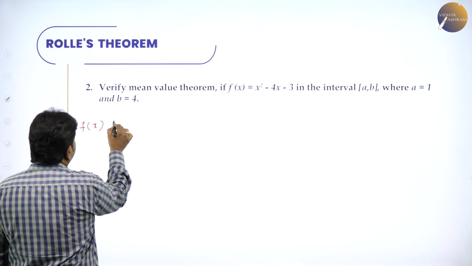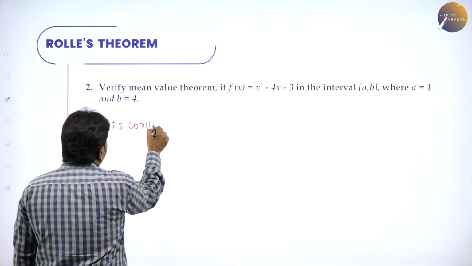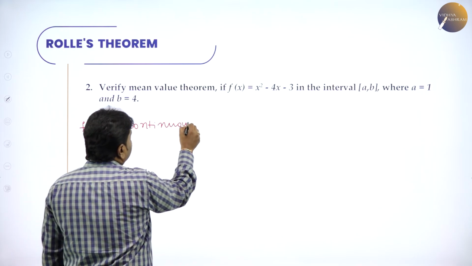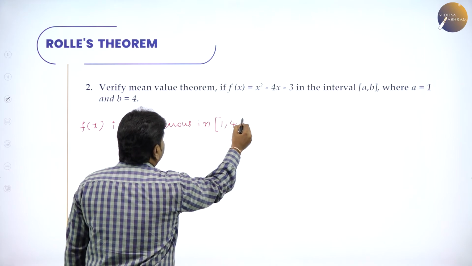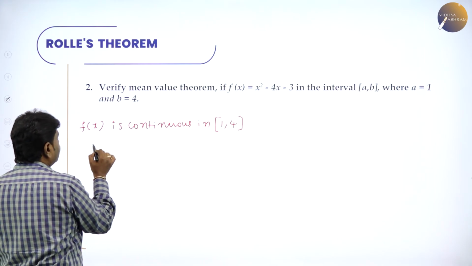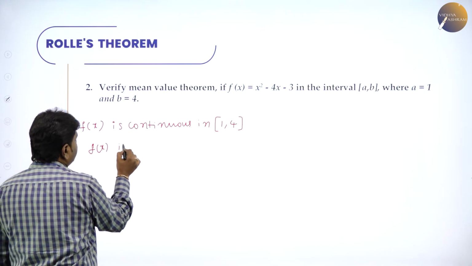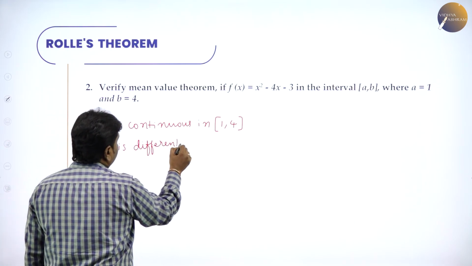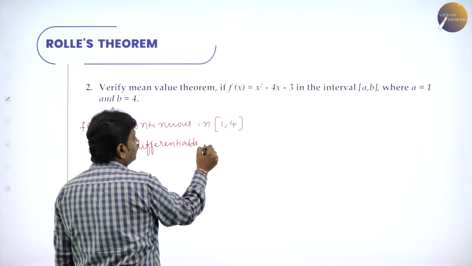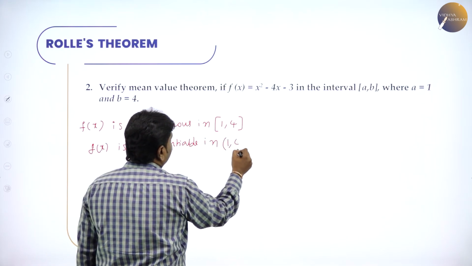First step you should write, it is continuous in what? It is continuous in closed interval. What is the closed interval? They give 1 to 4, 1 comma 4. Again, f of x is what? Differentiable. In what? Differentiable in open interval. It is a must to mention this. If you forget, you lose 1 mark.